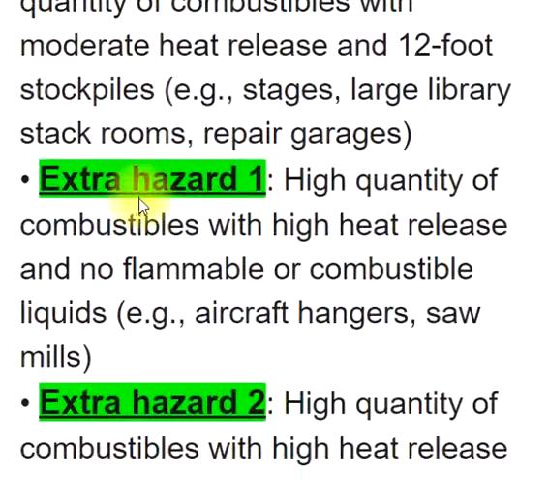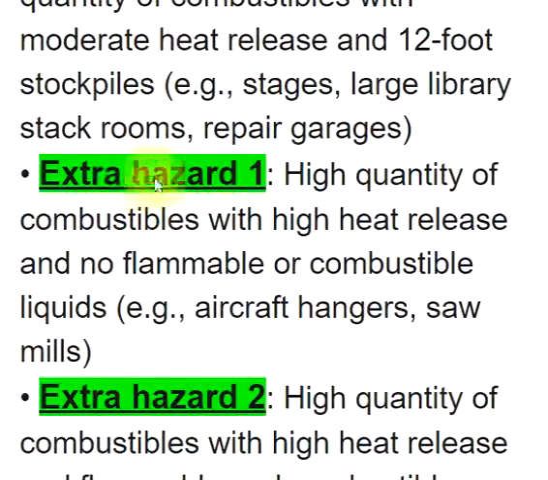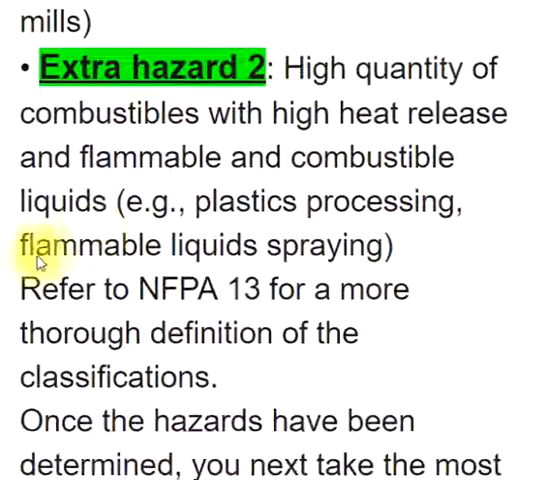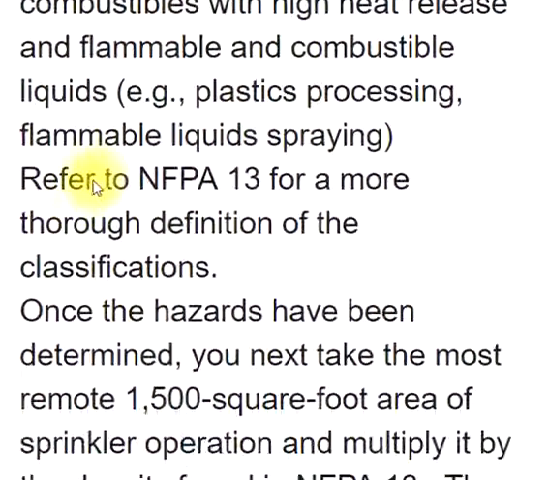rooms, repair garages. Extra hazard 1, high quantity of combustibles with high heat release and no flammable or combustible liquids, e.g., aircraft hangars, sawmills. Extra hazard 2, high quantity of combustibles with high heat release and flammable and combustible liquids, e.g., plastics processing, flammable liquids spraying. Refer to NFPA 13 for a more thorough definition of the classifications.